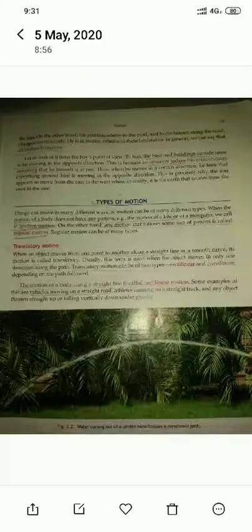Let us come to the translatory motion. When an object moves from one point to another along a straight line or a smooth curve, its motion is called translatory motion. It can be of two types, rectilinear and curvilinear. We have just discussed this. Motion of a body along a straight line is called rectilinear motion, right? And motion of a body along a smooth curve is a curvilinear motion.